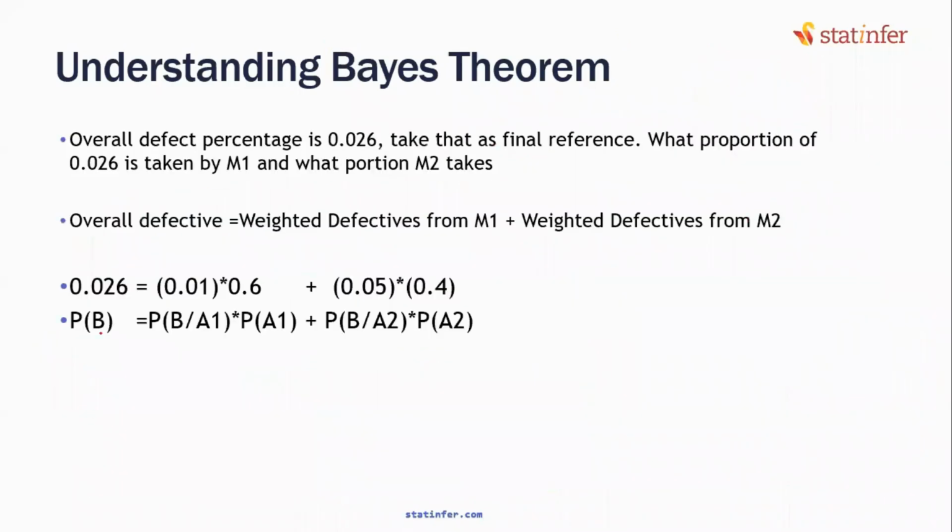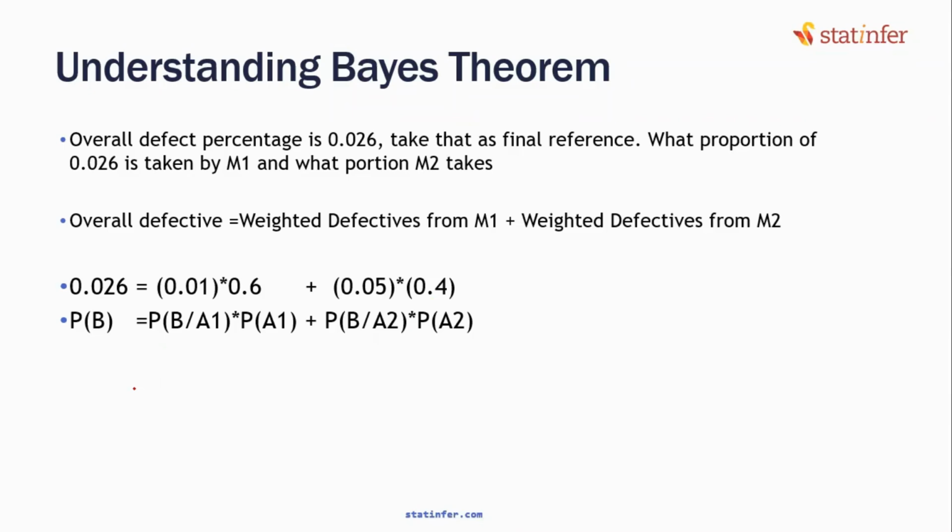Let us see here. Overall defect rate, denoted by probability of B, is equal to A1 contribution plus A2 contribution. What do you mean by A1 contribution? A1 defect into A1 production. A2 defect into A2 production. Is this formula very much clear to you? Overall defect, A1 contribution, A2 contribution.